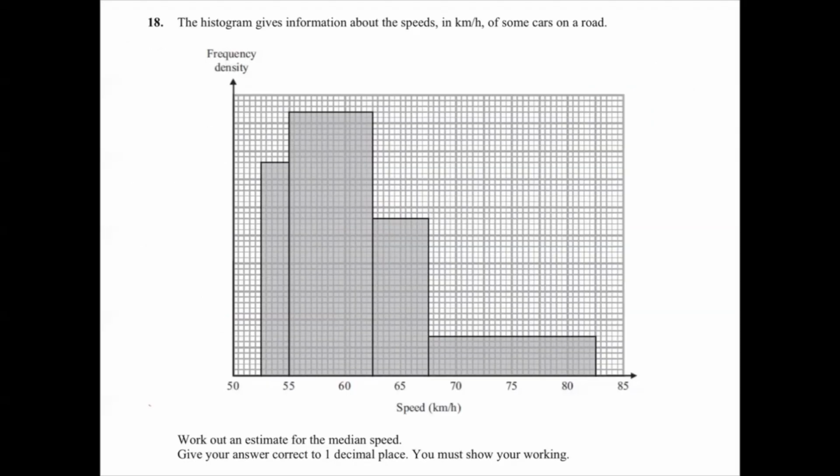Okay, our next question is a histogram. We've got to work out an estimate for the median speed. Now, there is a method that we can apply that would help us answer this question. However, this is the type of question that you get in an exam that you're not expecting, you're not prepared for, and it's quite unusual. It's quite rare, this type of question.